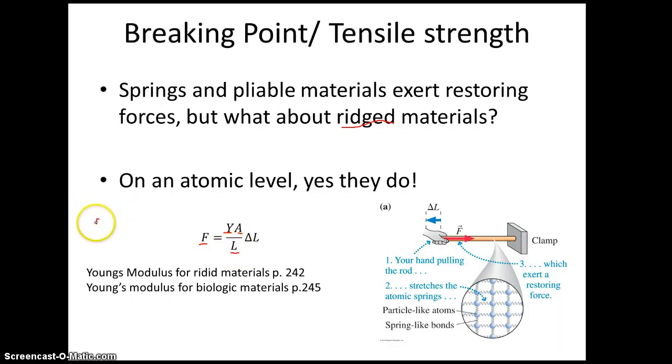And so let's say I have two ropes, and one has a much larger diameter, a much larger area. Which one's going to exert a greater restoring force? Well, the one with a larger area, according to this formula.